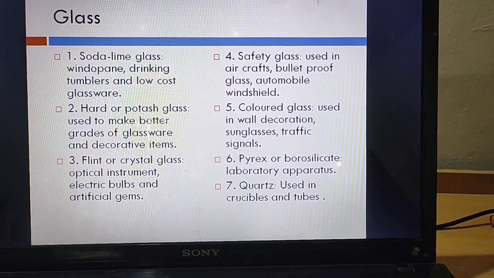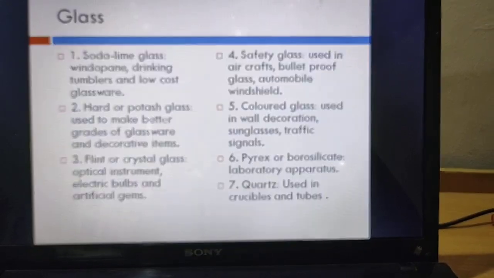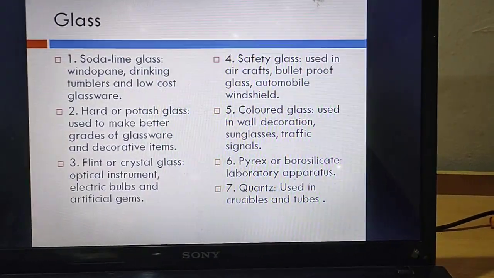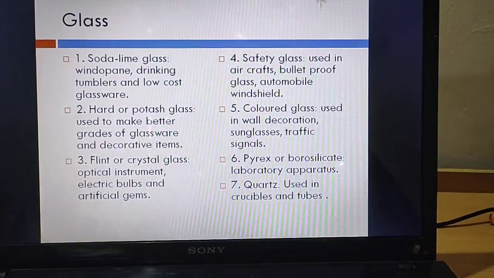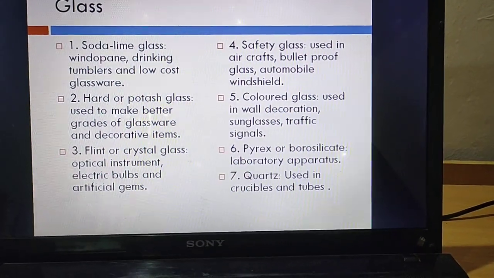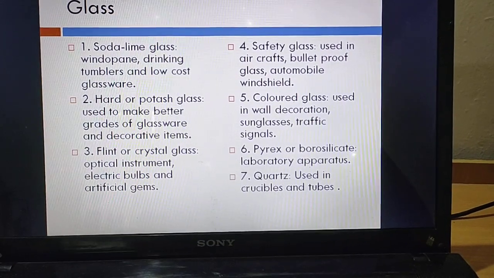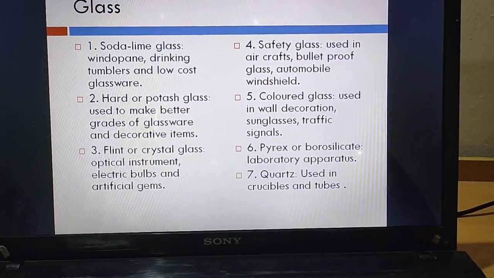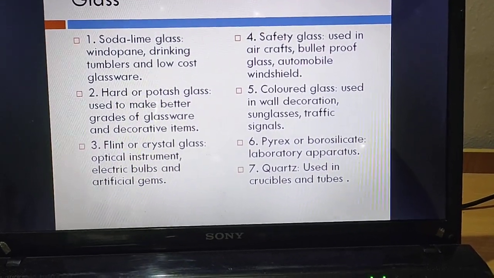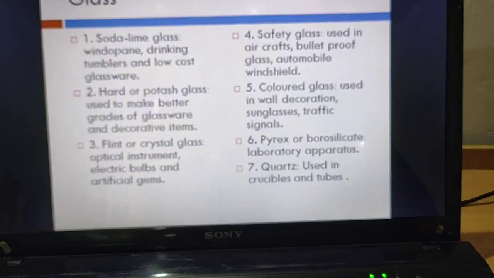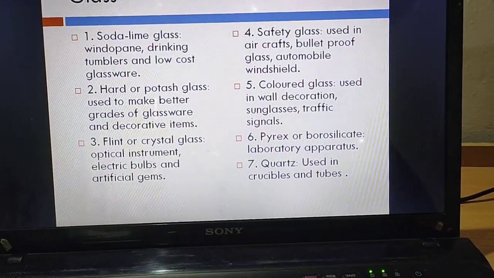The fifth type of glass is colored glass. Now, as the name suggests, this glass is colored and that's why it is used in making decorative walls, sunglasses and traffic signals. The sixth type of glass is Pyrex glass or borosilicate glass.